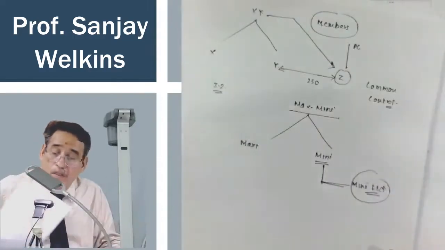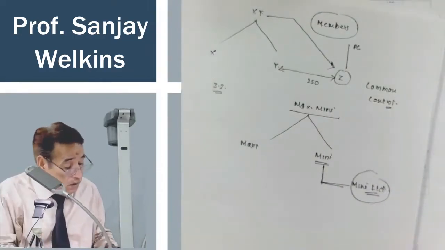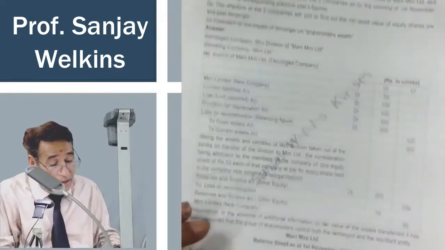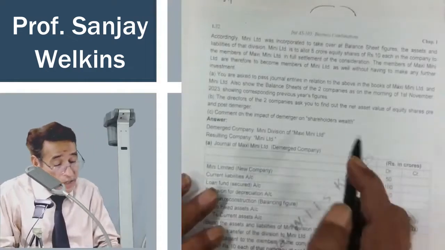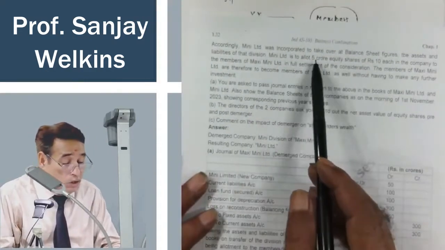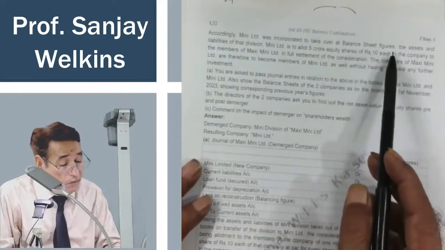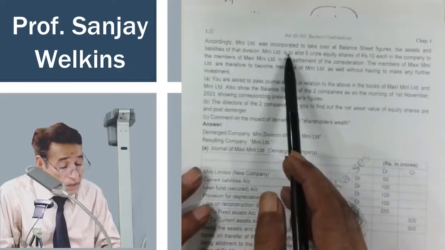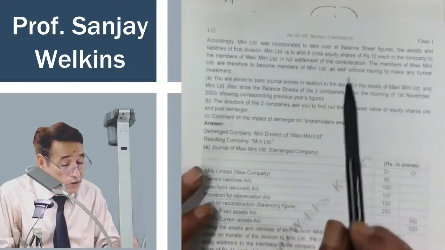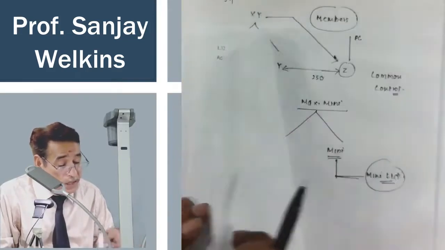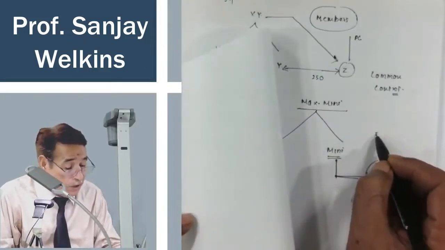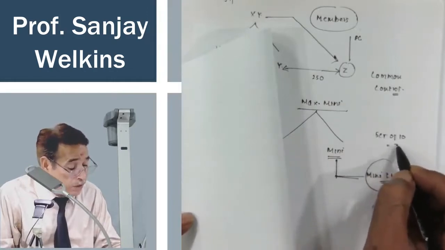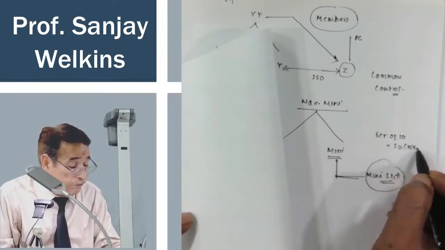I will keep these sheets here. Further, the question says that accordingly, Mini Limited was incorporated to take over the balance sheet figures, the assets and liabilities of that division. Mini Limited is to allot 5 crore equity shares of 10 each. So it is actually allotting 5 crore shares of 10 each. That makes it 50 crores. 50 crores, correct?